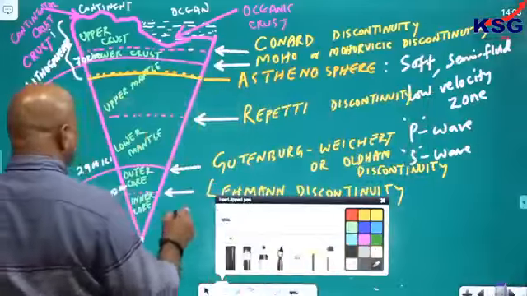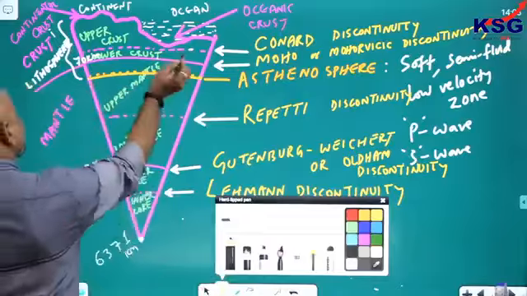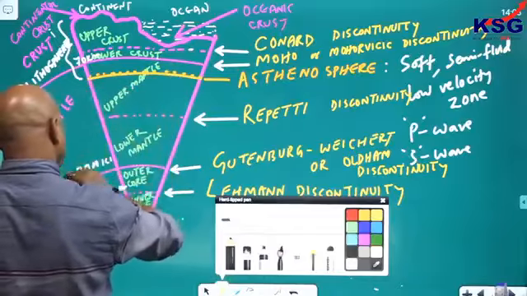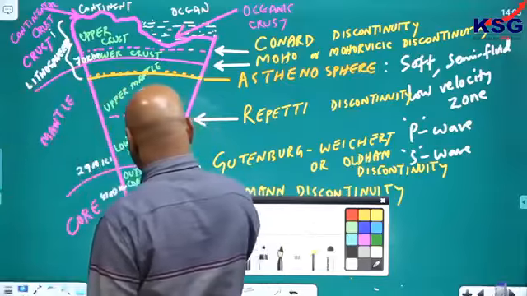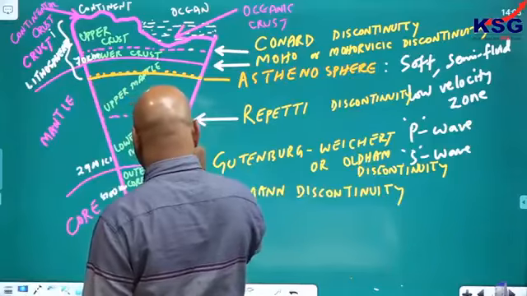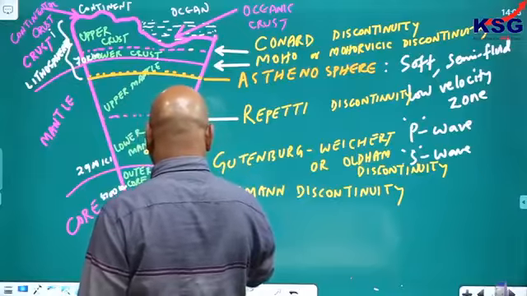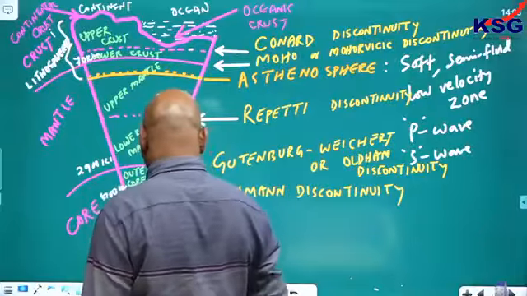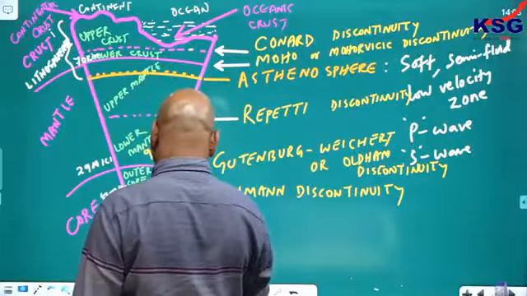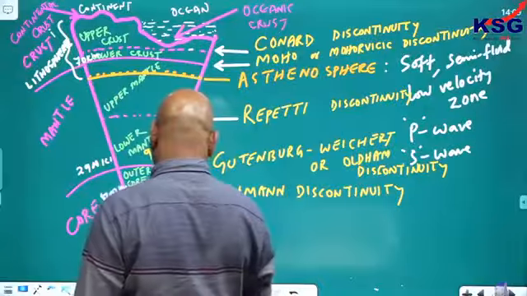If I go for the density of all these regions, the average density here is 5, here it is 9 grams per cubic centimeter, here it is 11 grams per cubic centimeter, and 13.8 grams per cubic centimeter.